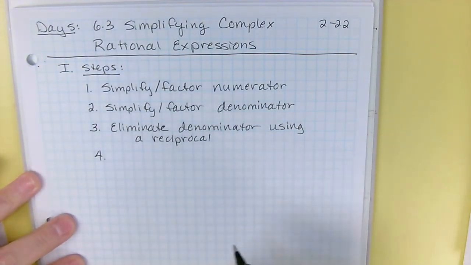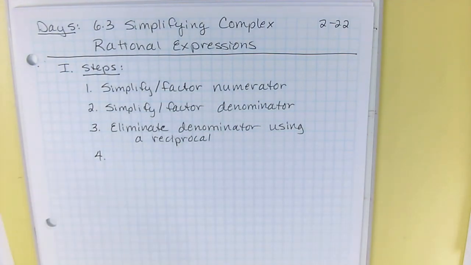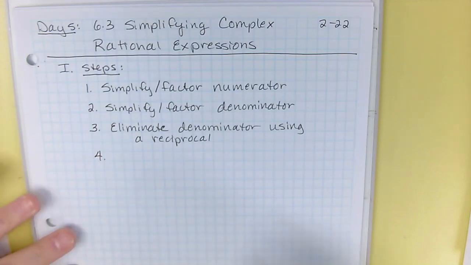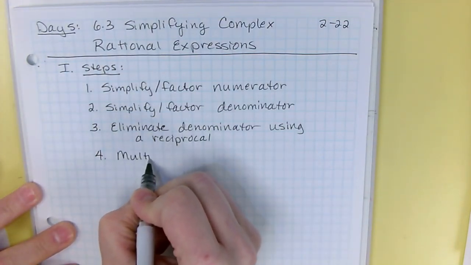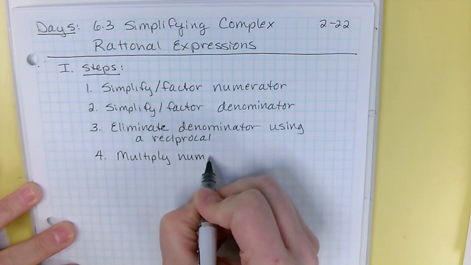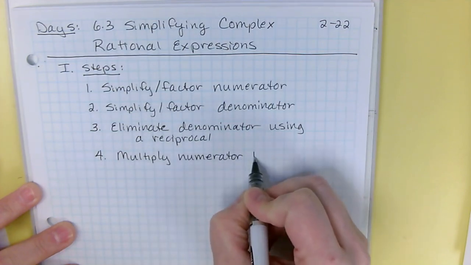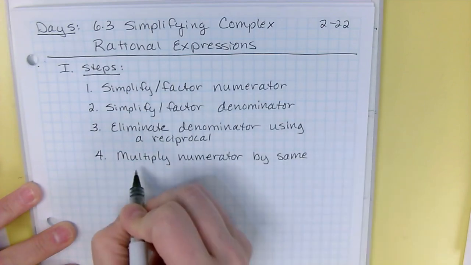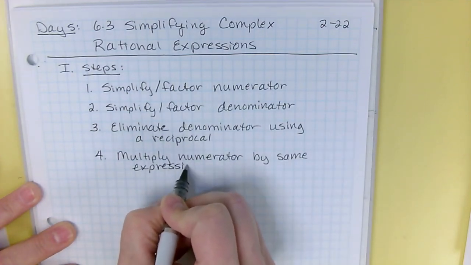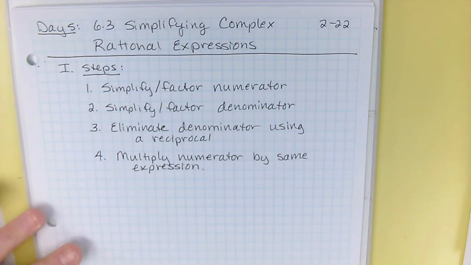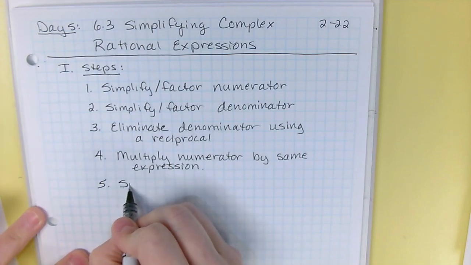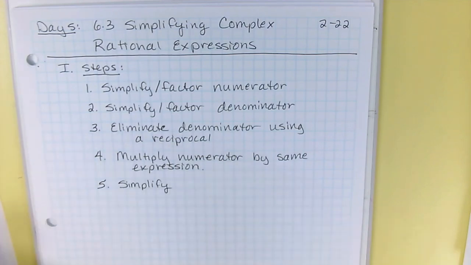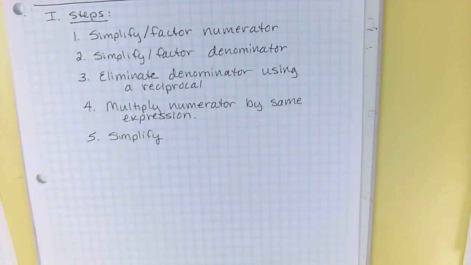And then step 4, because you're multiplying the bottom by the reciprocal, you also have to multiply the top by the same thing. So multiply the numerator by the same expression, whatever that expression was. And then now that you have no more double fraction, everything should be factored. So see if you can simplify some of those factors out. And a lot of these questions are kind of nifty because they simplify like way down.